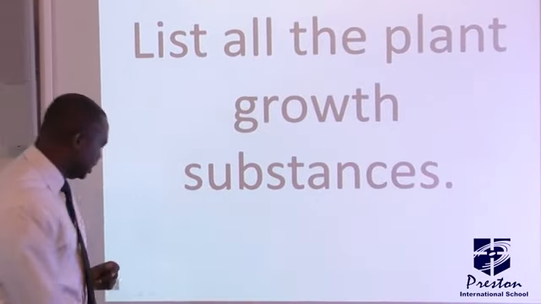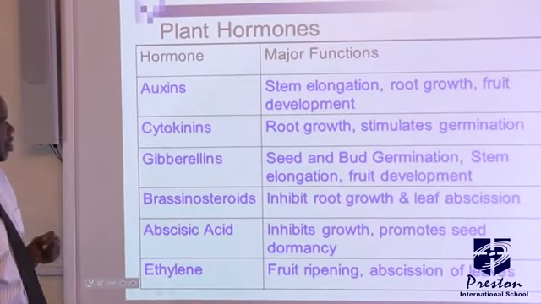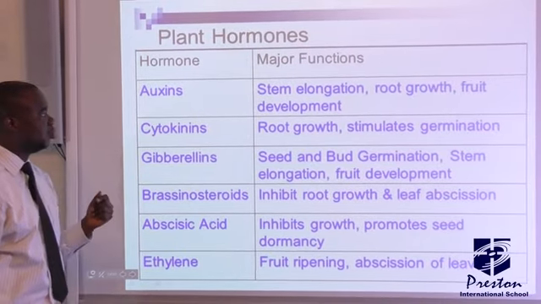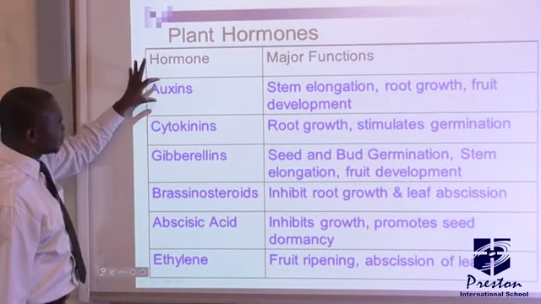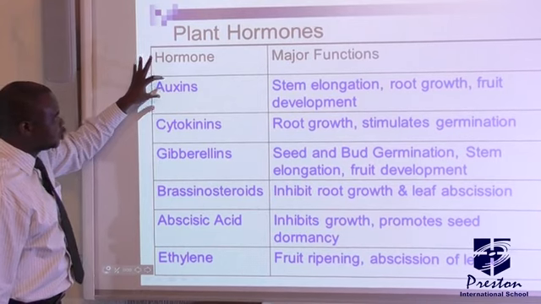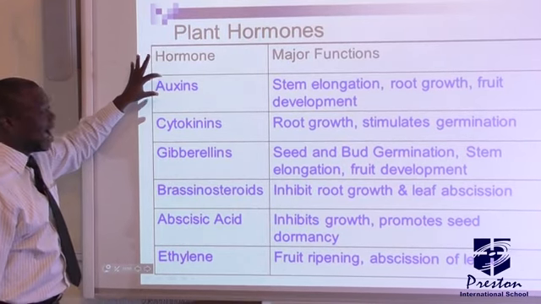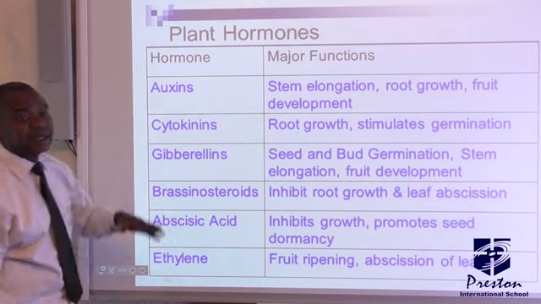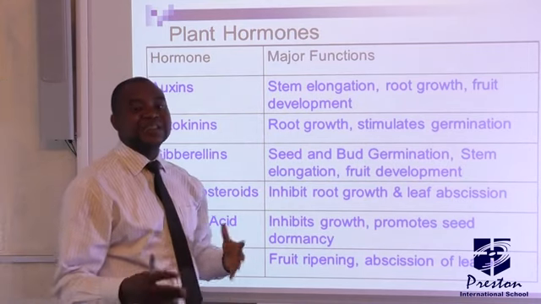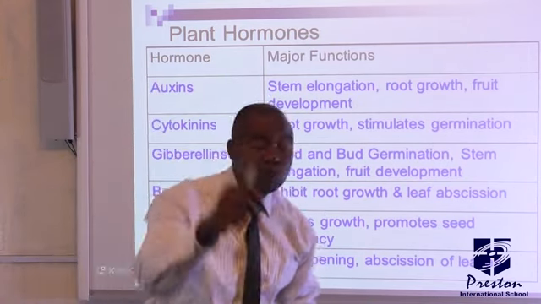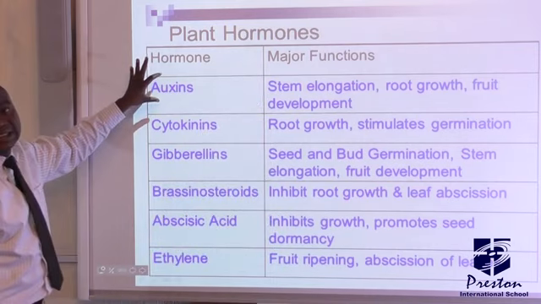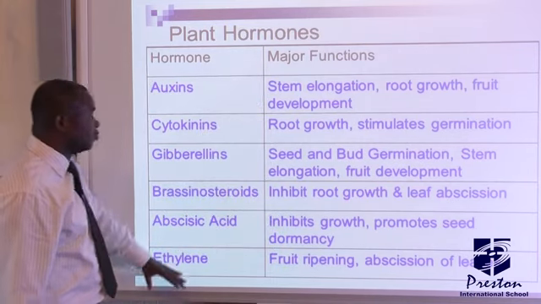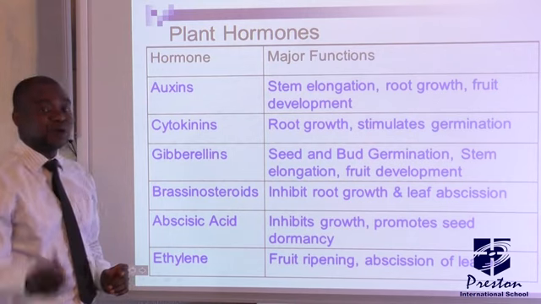Let's quickly go ahead and look at some of these hormones. Majorly, one, we have auxin. As the pituitary gland is to animals, auxin is to plants. Like we say that the pituitary gland is the master gland in the body of animals, the same way auxin is to plants. It controls the rest of these hormones we have in the body of the plants.